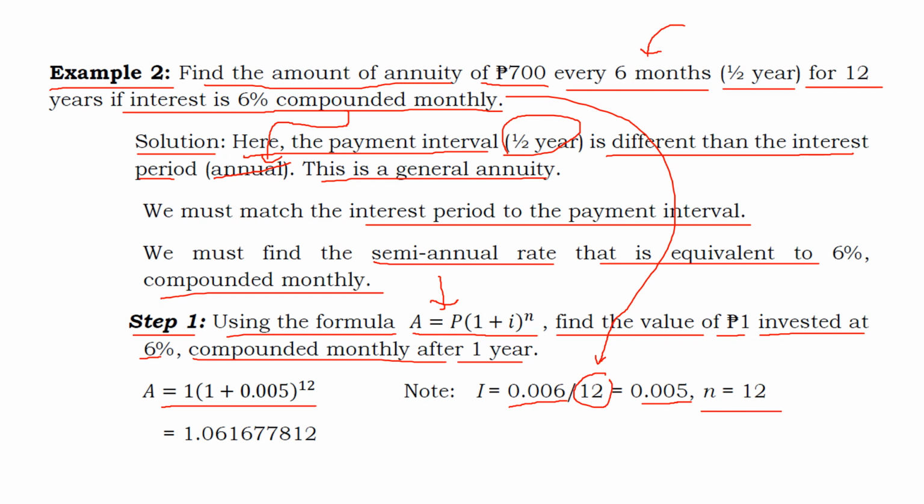So your n is 12. If we substitute the given values into the formula for this compound interest, that will be 1 multiplied by (1 plus 0.005) raised to 12. Upon simplifying, if you use your calculator right away, we can compute this one, and the resulting value is 1.061677812 as the resulting value for your compound interest.